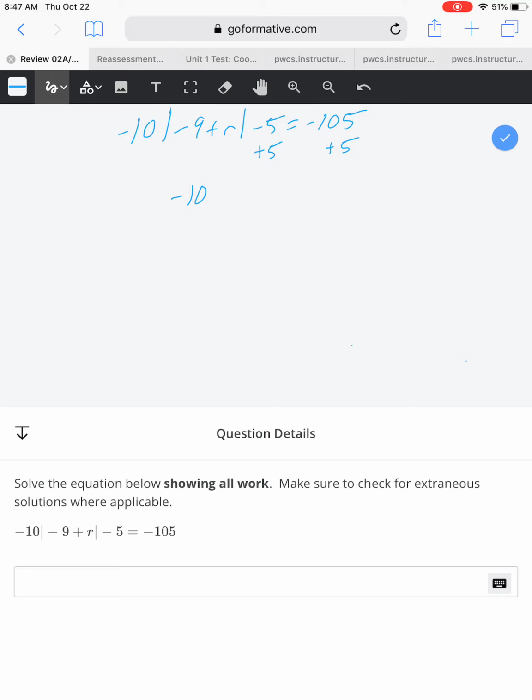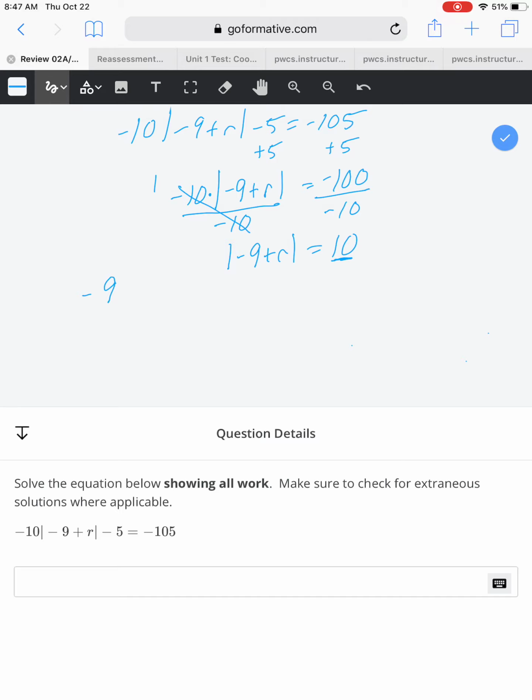So I have negative 10. Now this is multiplication, so remember that's multiplication. Negative 10 times the absolute value of 9 plus r is equal to negative 100. I divide each side by negative 10. So that divides out to be 1. So this is going to be the absolute value of 9 plus r is equal to positive 10. I stop right here because I just want to make sure that my absolute value is equal to a positive number. Because if it's not, then we have another conversation to have. So it is. So I keep solving from there.